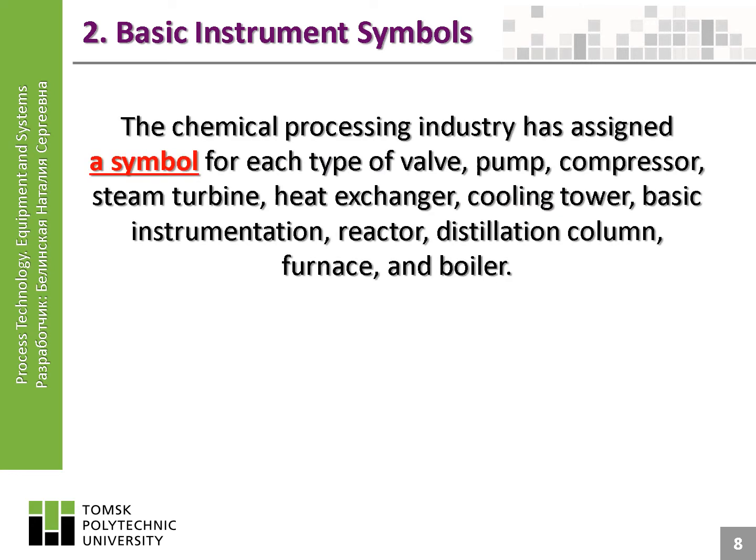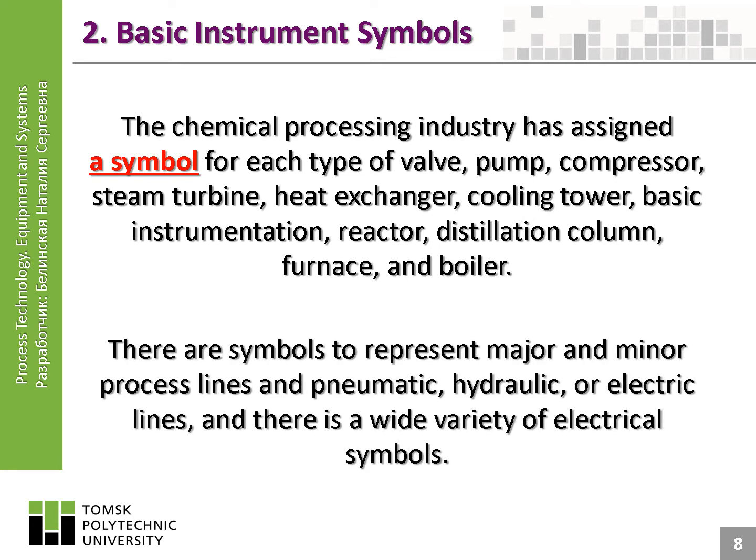Basic instrument symbols. The chemical processing industry has assigned a symbol for each type of valve, pump, compressor, steam turbine, heat exchanger, cooling tower, basic instrumentation, reactor, distillation column, furnace, and boiler. There are symbols to represent major and minor process lines and pneumatic, hydraulic, or electric lines, and there is a wide variety of electrical symbols.